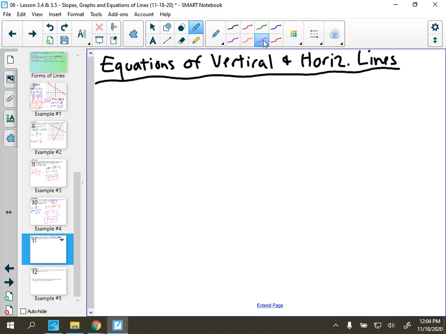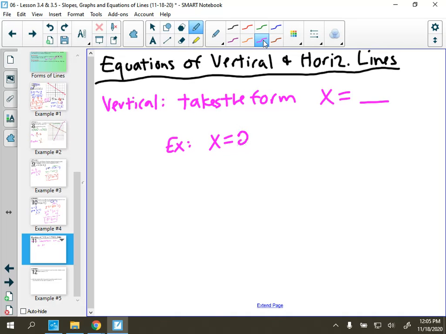So let's start with vertical, just because that's what we wrote first. Now, just because it has a slope that's undefined doesn't mean we can't work with them and talk about equations of vertical lines. Here's the deal. Every vertical line takes the form x equals something. x equals some number. So for example, the equation x equals 2, any number.